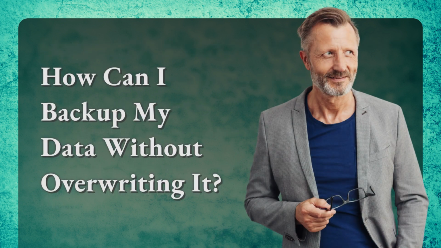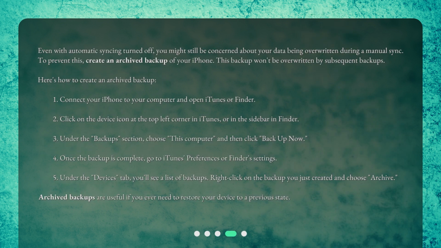How can I back up my data without overwriting it? Even with automatic syncing turned off, you might still be concerned about your data being overwritten during a manual sync. To prevent this, create an archived backup of your iPhone. This backup won't be overwritten by subsequent backups. Here's how to create an archived backup.